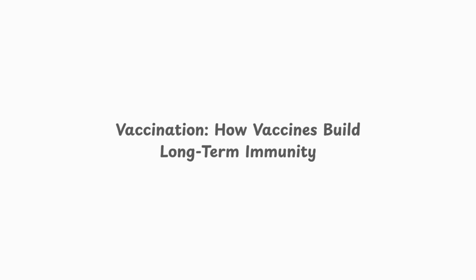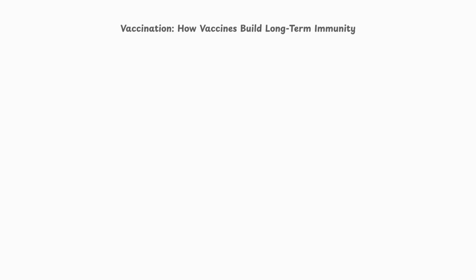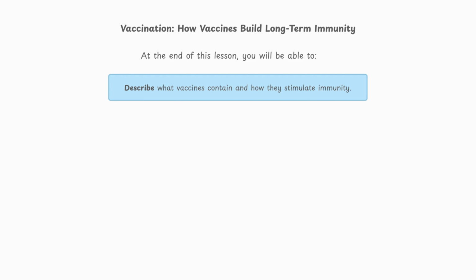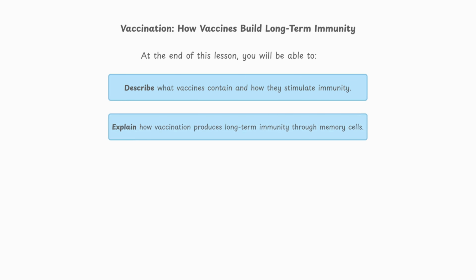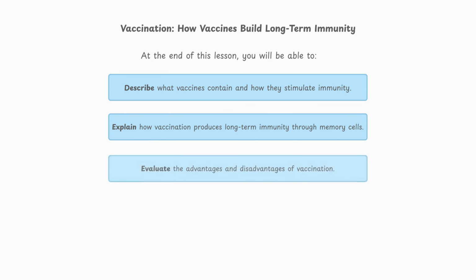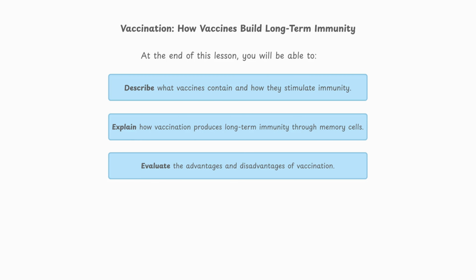Hello and welcome to this lesson on vaccination, how vaccines build long-term immunity. By the end of this lesson, you should be able to describe what vaccines contain and how they stimulate immunity, explain how vaccination produces long-term immunity through memory cells, and evaluate the advantages and disadvantages of vaccination.